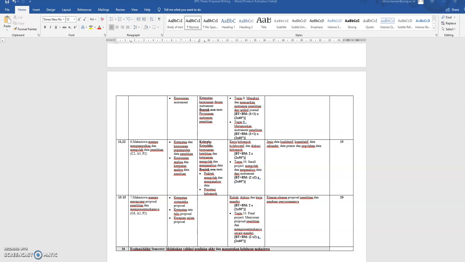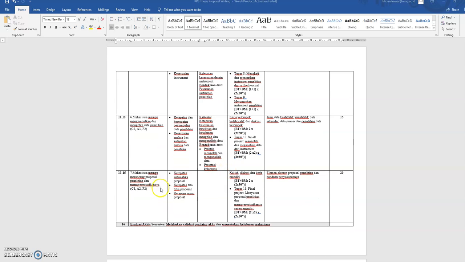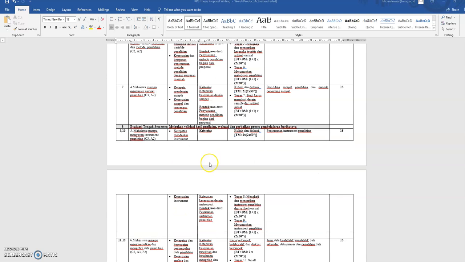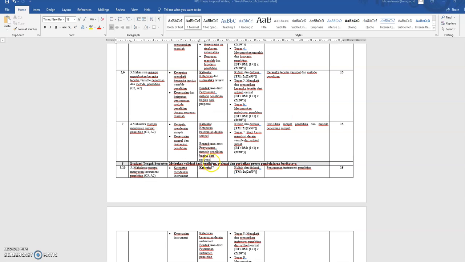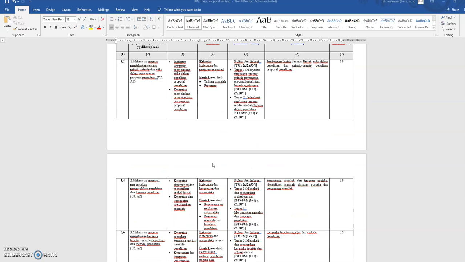And also you have to show the ability to collect data, the process of collecting data, and then how to design the full proposal in such a way that chapters 1, 2, and 3 are already in hand. Then the final assignment will be how to compose a research proposal. So this is a brief explanation of the lesson plan.